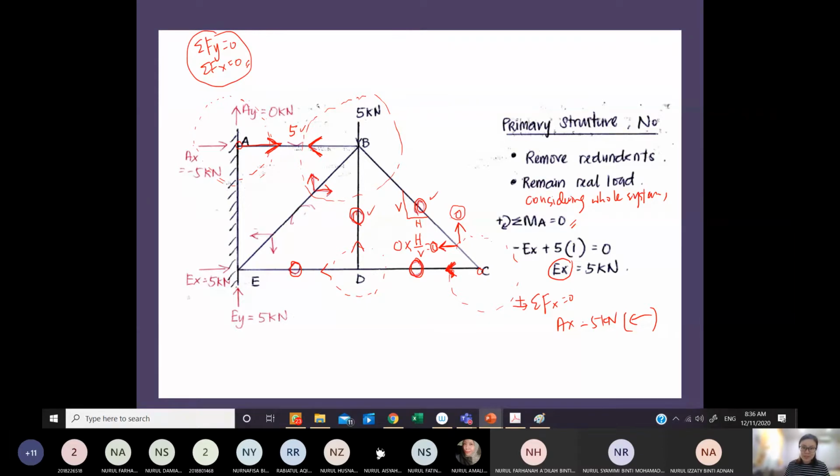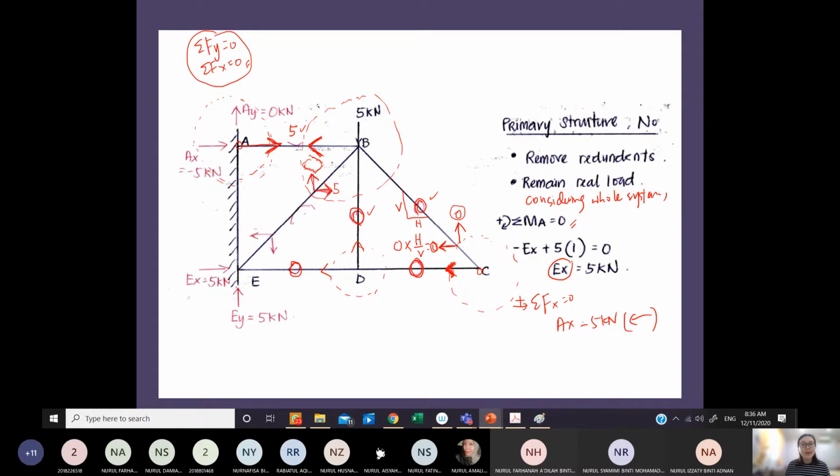What is the meaning of positive sign? It means that whenever you get the result later, it shall not have a negative value. It should give you a positive value. I'm not talking about compression or tension here. So let's have a look at the horizontal component. I have one unknown here and I have one 5 kilonewton, so definitely this must be 5 kilonewton.